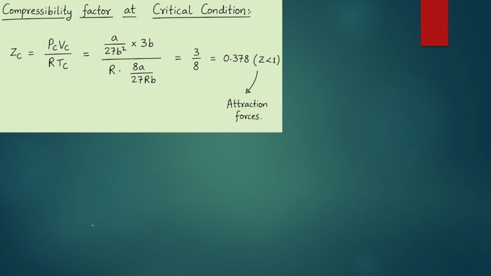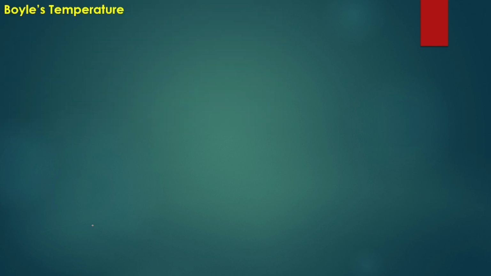After substituting everything, Z equals PcVc by RTc, which equals 3 by 8. Z is less than 1, which corresponds to the attraction forces. So at critical conditions, the compressibility factor is less than 1, which refers to the attraction forces. That's the concept behind this.